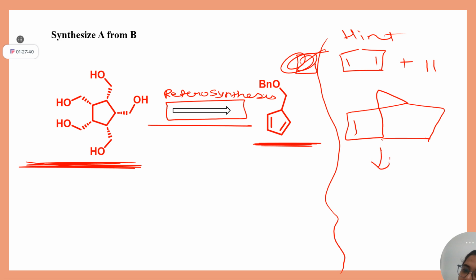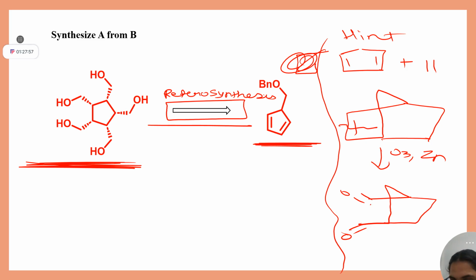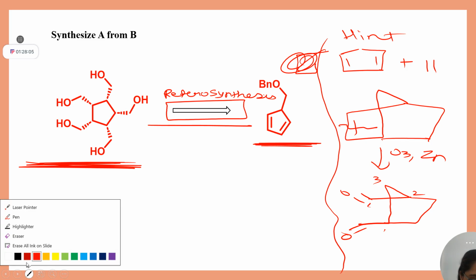Now, if I have done ozonolysis, ozonolysis will cleave this bond, right? Yes, ma'am. And you will get this. And if you see 1, 2, 3, sorry, we will not count from here.